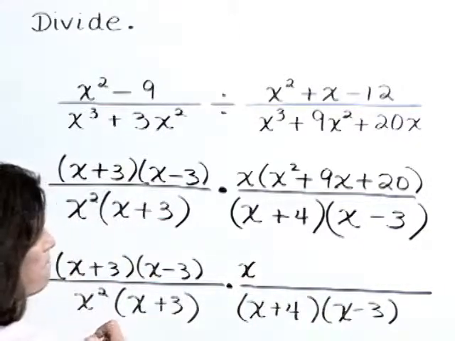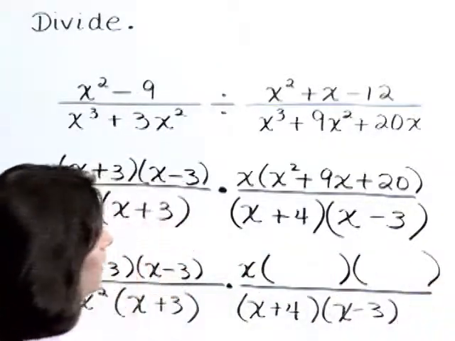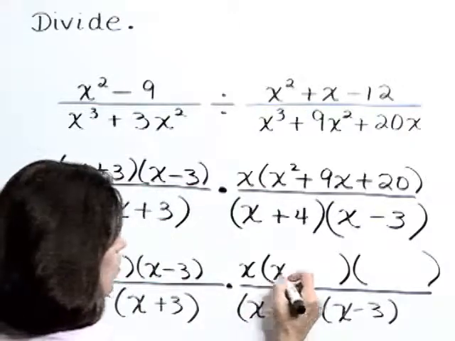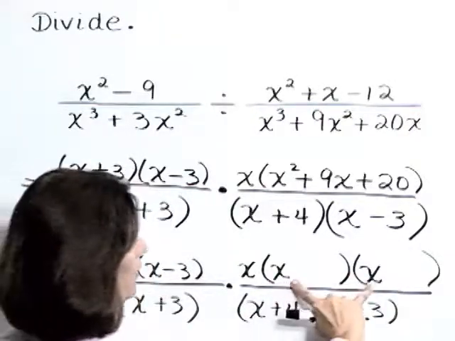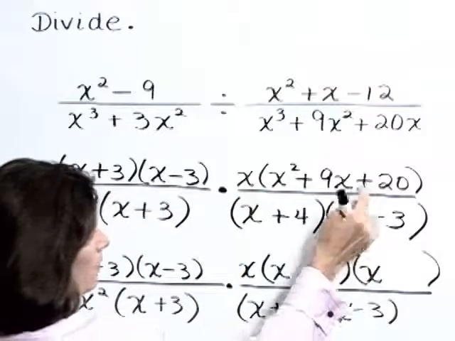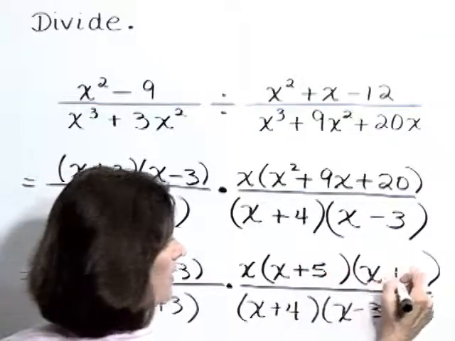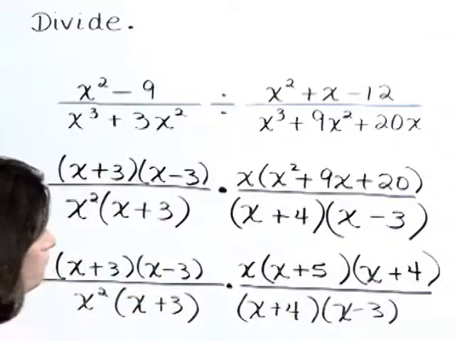Back to the numerator, x times the binomials with leading terms, both x, to give a product of x squared. Factors of 20 that we'll use in there are plus 5 and plus 4.